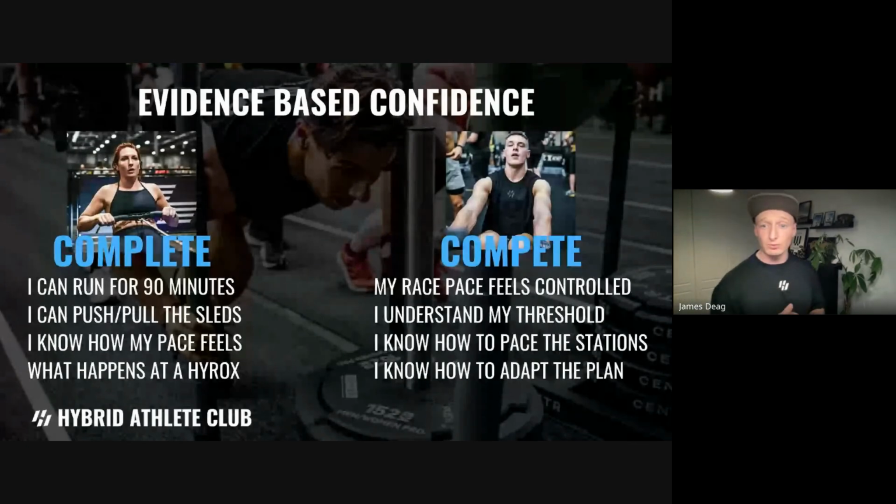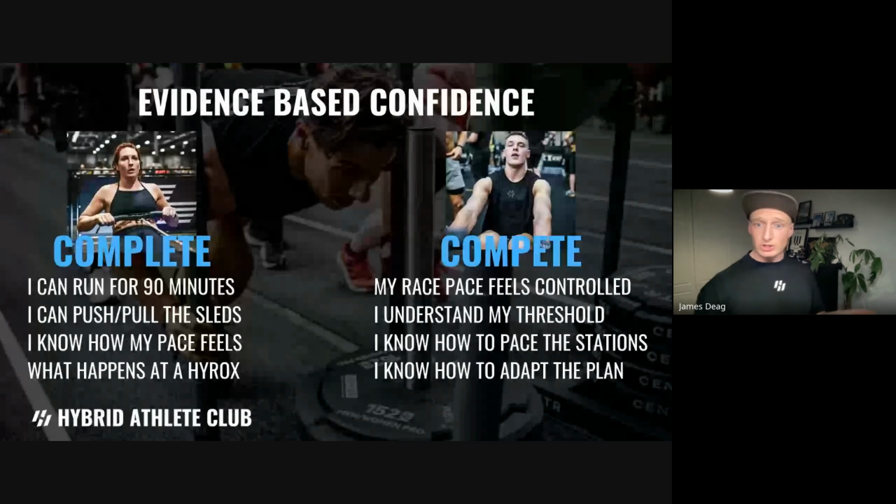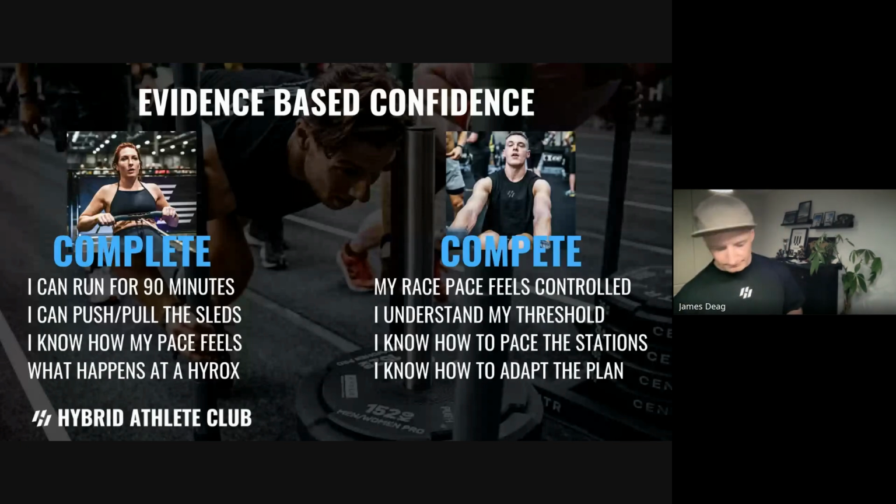So understanding what your threshold is in terms of output on both runs and workout stations is going to help you do that. And then, as I mentioned, we're going to have a really nice detailed plan of action, both nutritionally and with a race plan going into race week and race day, and know what dials we need to turn if we need to make any adaptations to that.